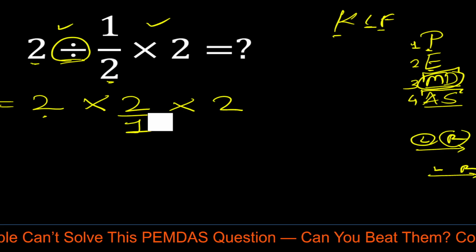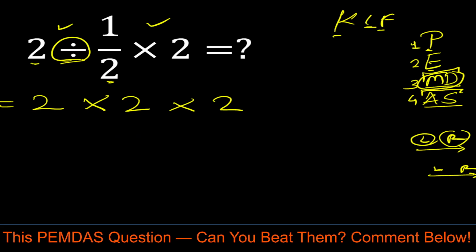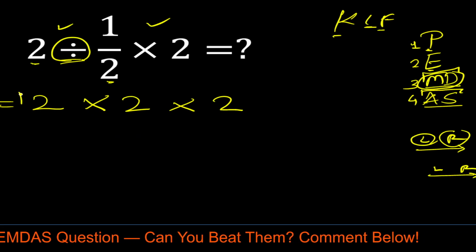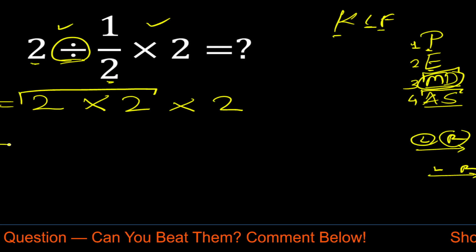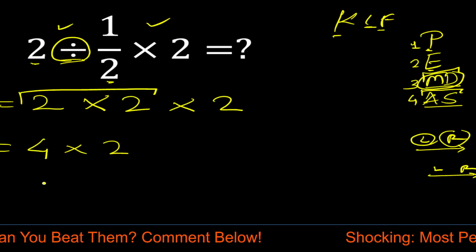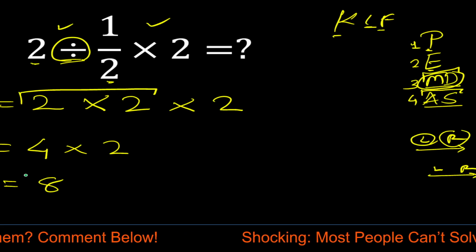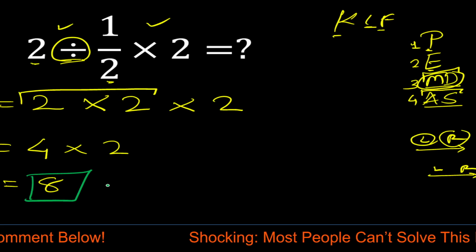Now 2 upon 1 is equal to 2, so we can remove this 1. So now 2 times 2 is equal to 4, times 2, right? Now 4 times 2 is equal to 8. So the correct answer is 8.